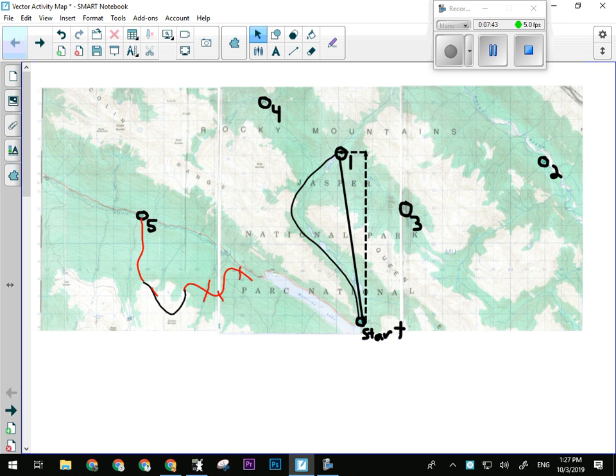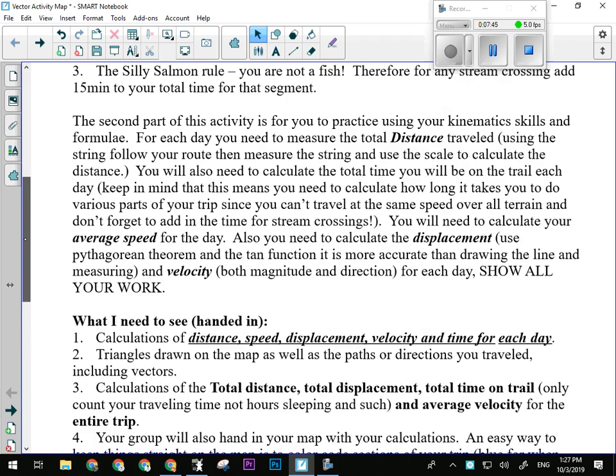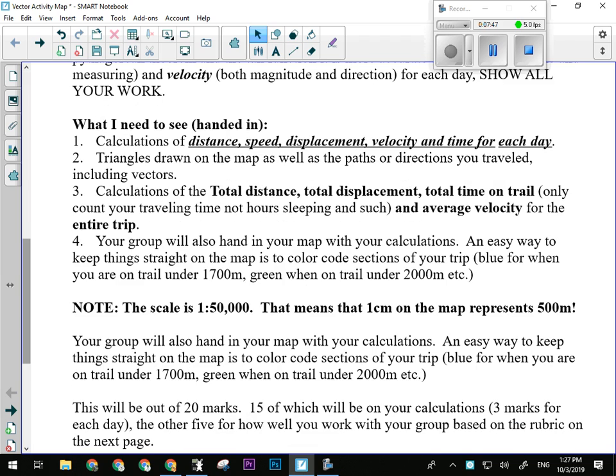Okay. So for each day, this is what I want to see. And you've got to make sure you show this because these are easy marks. If you forget to do them, you're going to lose big marks. So each day I want to see calculations of distance, speed, displacement, velocity, and time. All right? So day 1, total time. Day 1, total distance. Day 1, total displacement. Day 1, average velocity. Day 1, average speed. I want to see that for every single day. We're not counting in sleep. Just the time you're on trail.